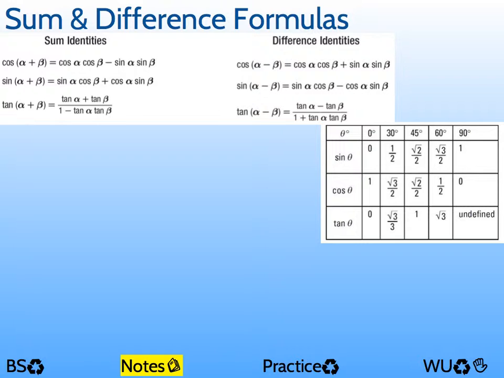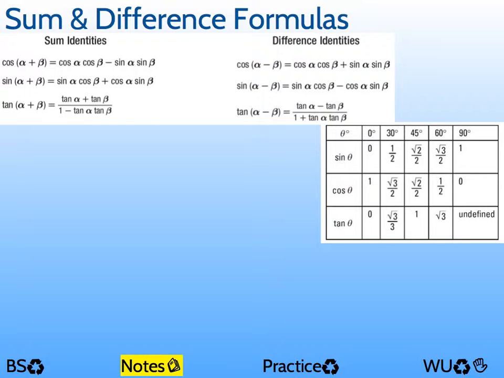Here we have trig identities that are sums and differences of angles. For example, if you're looking at cosine and you have some angle plus another angle, the other way you could do it is cosine of the first angle times cosine of the second angle minus sine of the first times sine of the second. Sine also has a rule like this: sine of the first times cosine of the second plus cosine of the first times sine of the second. Tangent is tangent of the first plus tangent of the second all over 1 minus tangent of the first times tangent of the second.